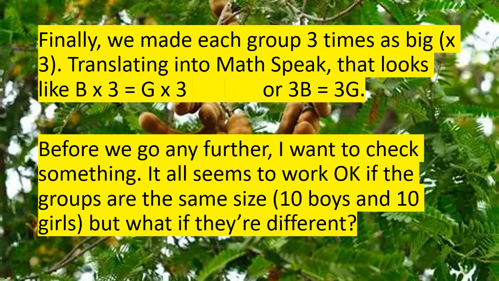And finally, we made each group 3 times as big, times 3. So translating that into math speak, it looks like B times 3 equals G times 3, or we can write it as 3B equals 3G. Now before we go any further, I want to check something. It all seems to work okay if the groups are the same size, 10 boys and 10 girls. What if they're different?